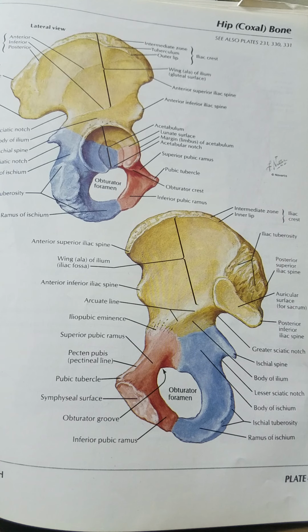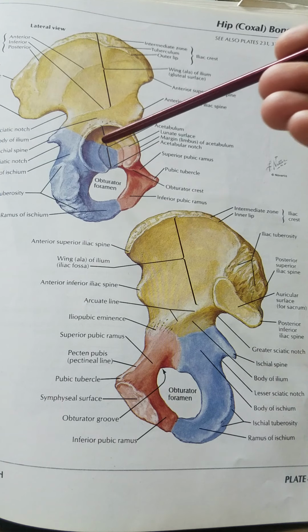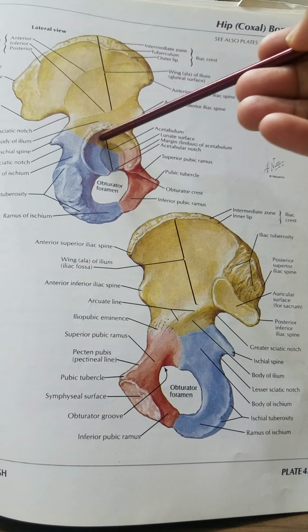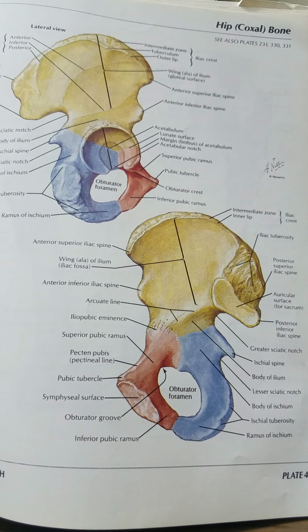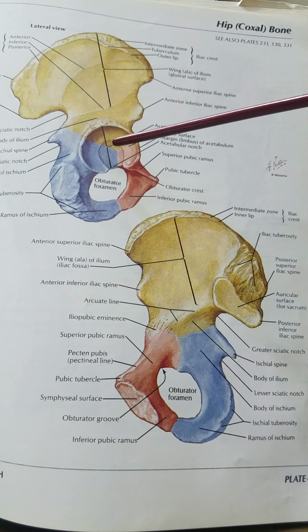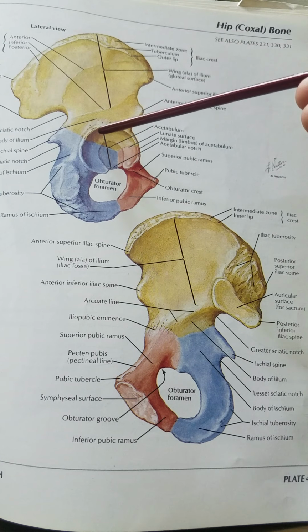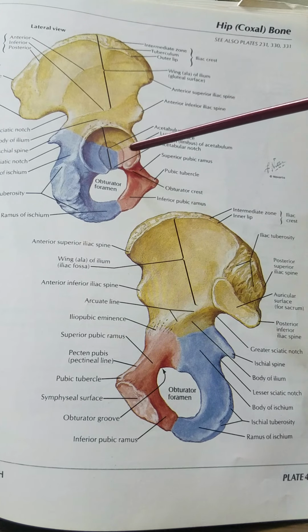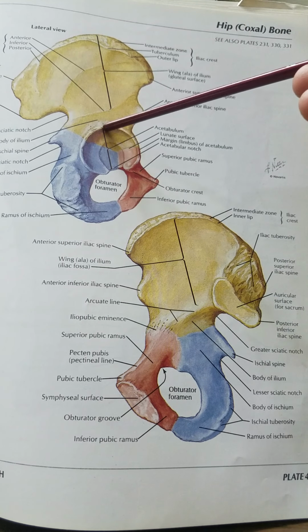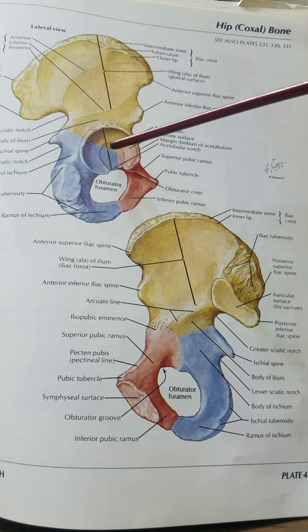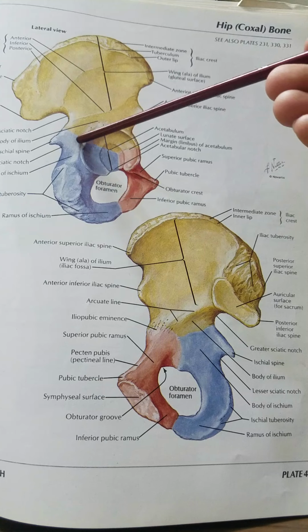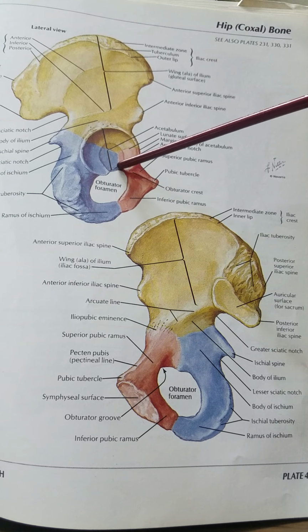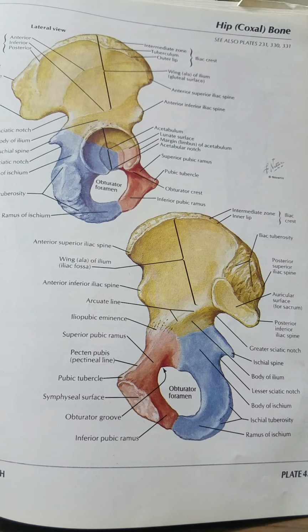In the lower limb, the hip joint is composed of a socket and a ball. The socket is formed by the acetabulum, which you can see here, and the ball is the head of the femur. So this acetabulum is composed of all three bones, the ilium, the ischium, and the pubis. 2/5 of the contribution is by the ilium, 2/5 of the acetabulum is formed by the ischium, and 1/5 is formed by the pubis.